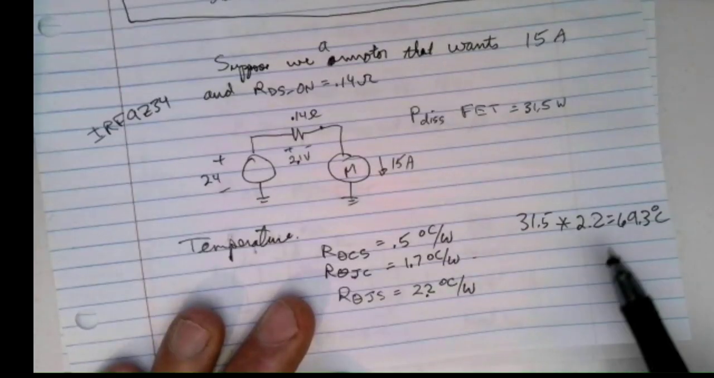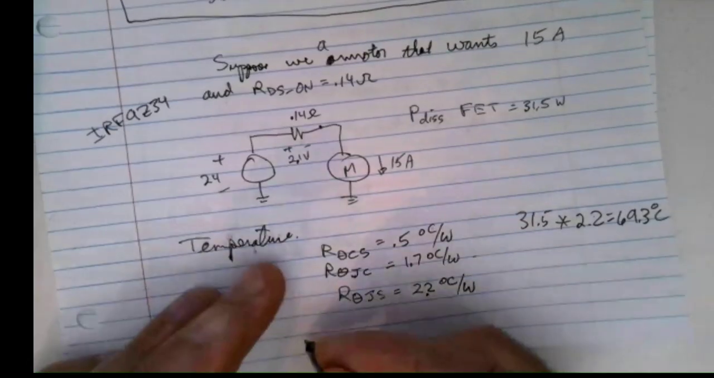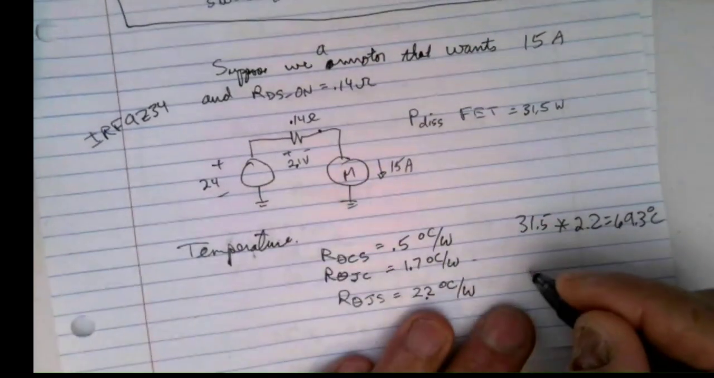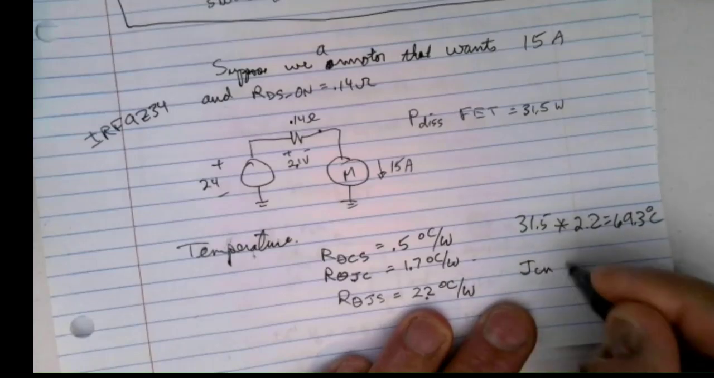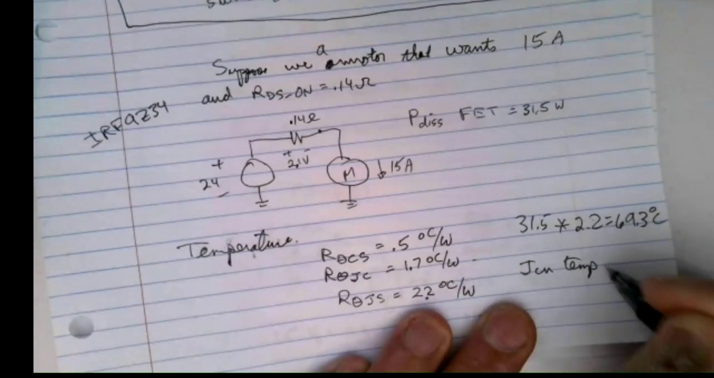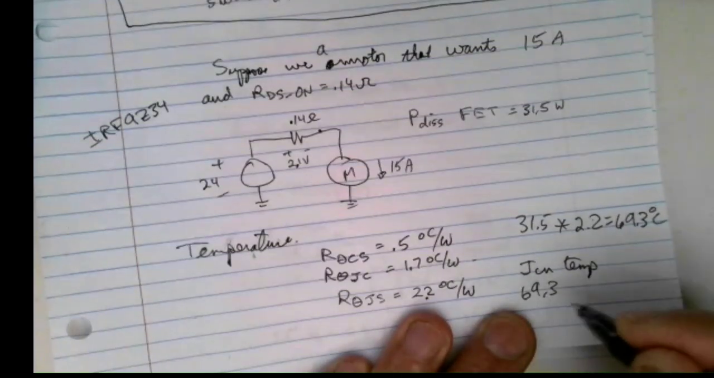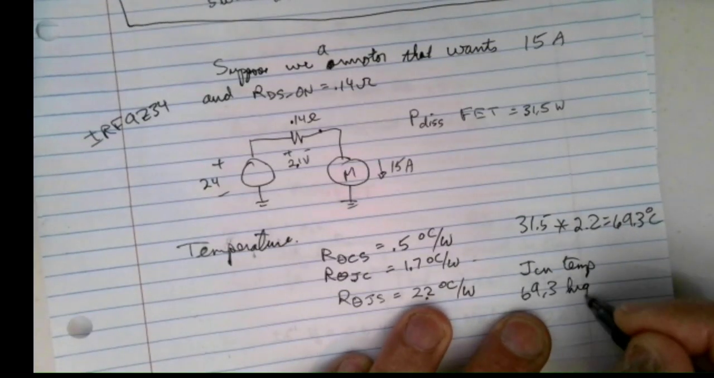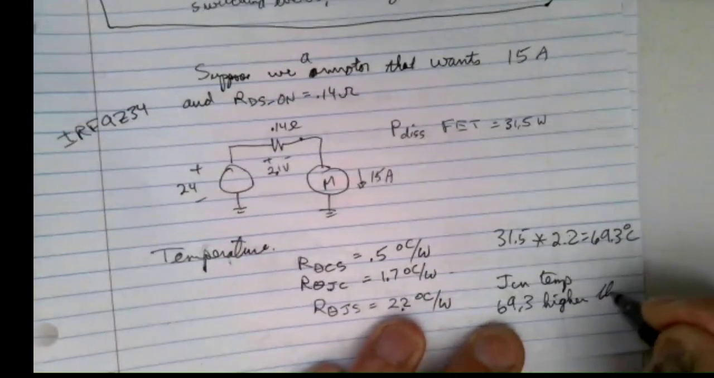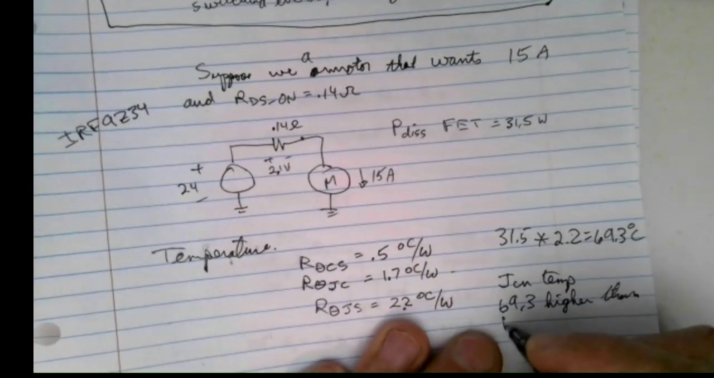So again, this implies that the junction temperature is 69.3 higher than the heat sink temperature.